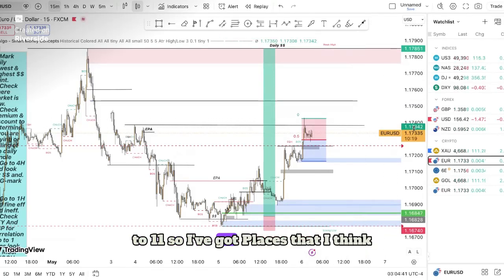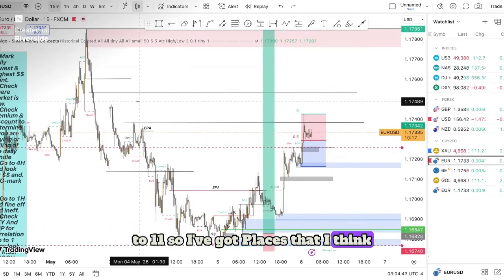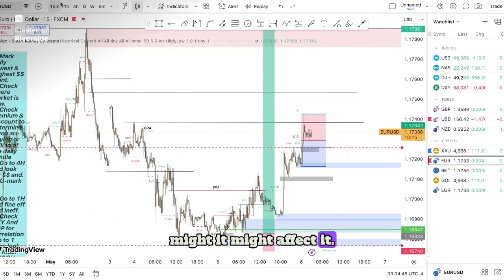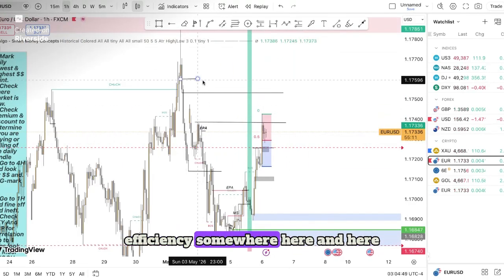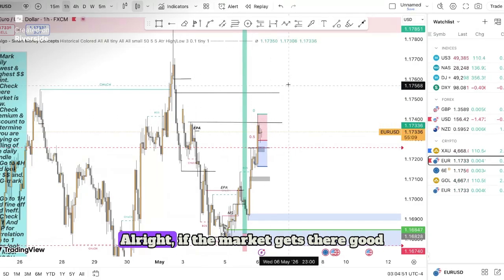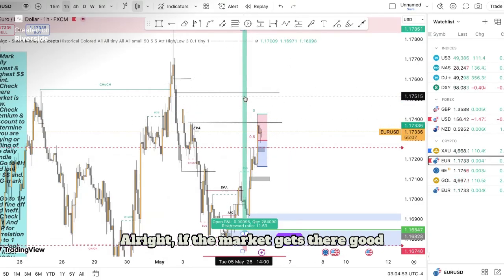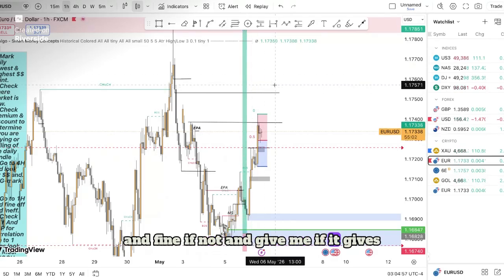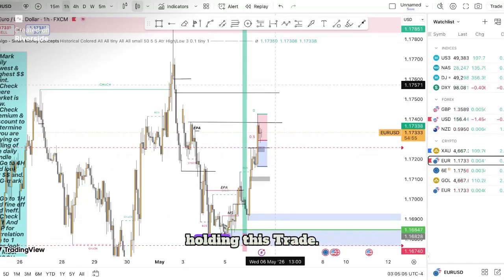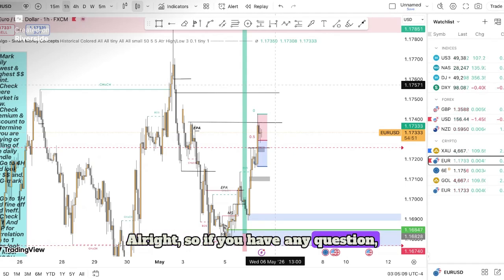So I've got places that I think might affect it. If I go to my 1 hour, I know there is inefficiency somewhere here and here. If the market gets there, good and fine. If not, and if it gives me a market shift, I'm taking it out. I'm going to show you my trade so you can see that I'm still holding it. If you have any questions, let me know.